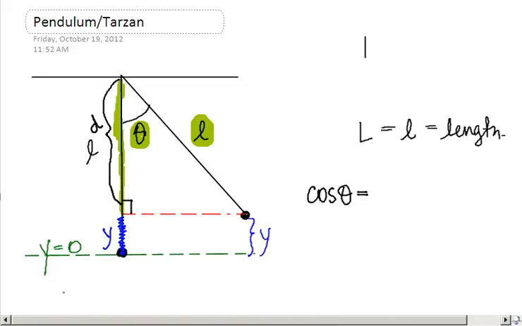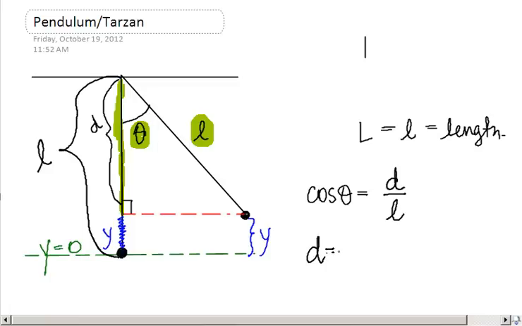So L is the whole thing. Y is the height that the pendulum bob or the swing kid of science has gone up to, whatever. And D is this weird length right here that doesn't really matter, but it's going to matter a lot in finding the answer. So the cosine of theta is adjacent, D over L, therefore D is equal to L cos theta.